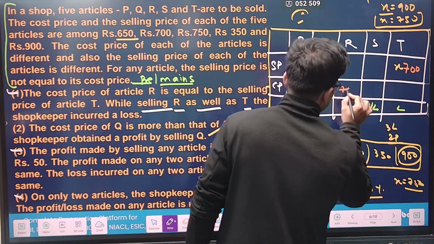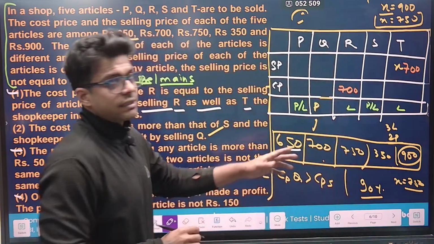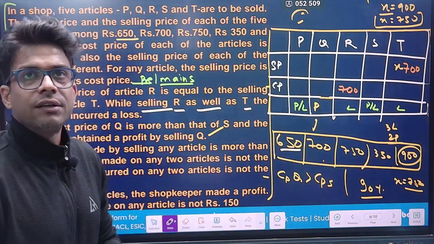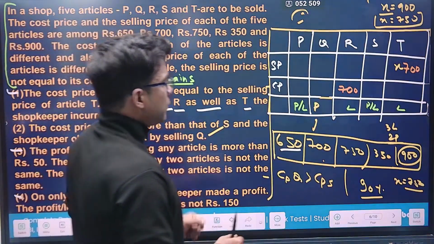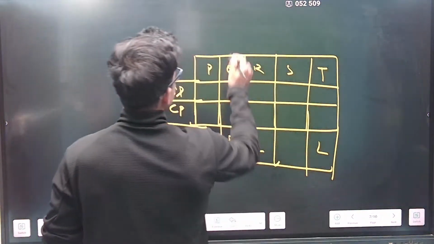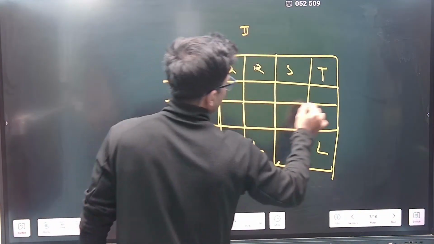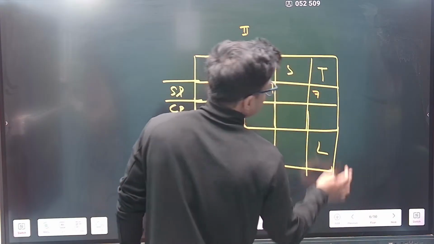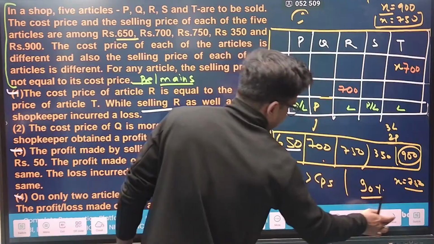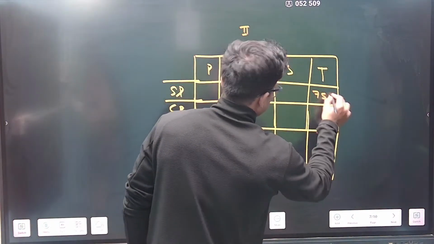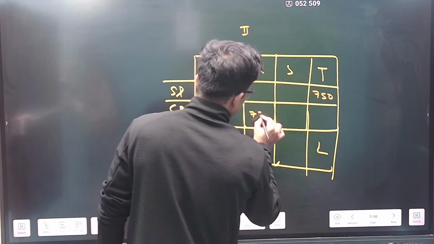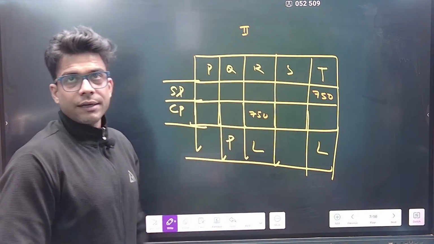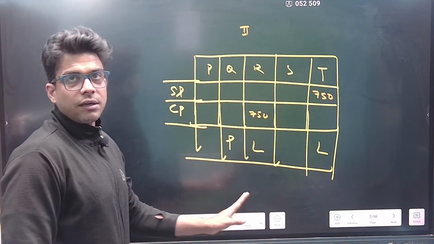Now you may ask a question: why don't you take 750? Correct, na? Let us take the value in the second case. This is my second case, okay. Let's take a value. Here it is 750. It was 750 only, na? 900 cannot be possible. If I take 750 here, then this would also be 750. But remember, they both are incurring a loss. Correct? They both are incurring a loss.